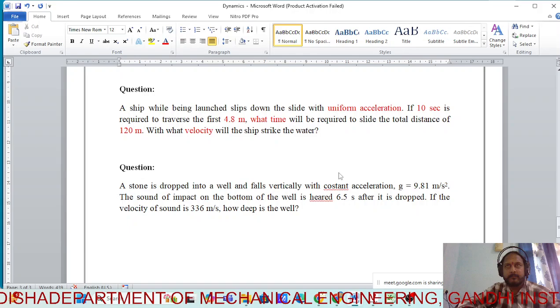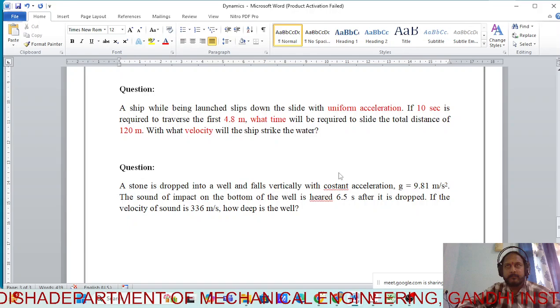Now you understood? Dropping the stone, it takes time from dropping the stone to hitting the water. That is T1. After hitting the water, sound takes T2 seconds to reach your ears. So the equation will be T1 plus T2. T1 is the time taken by the stone to reach the well, and T2 is the time taken by the sound to be heard. So T1 plus T2 is 6.5 seconds.